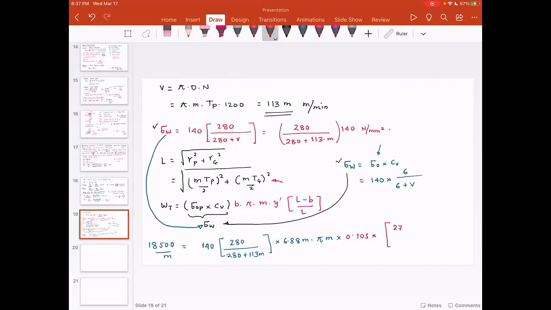Once you substitute the values in here, you will get 27.5 M minus B, which is 6.88 M, divided by 27.5 M. This equation looks complicated, but the only unknown is M. You have to solve this equation using trial and error, or you can use a TI-86 or 84 calculator, and you should be able to find the value of M. The value of M in this case is about 7.1 millimeters, so I would approximate that to 8 millimeters.